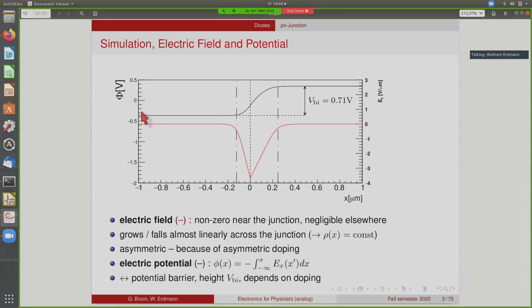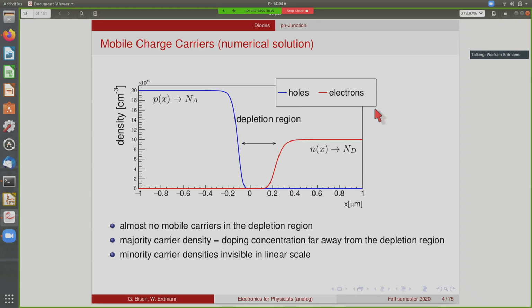The other thing that's shown here is the electric potential, which is just the integral over the electric field. So here there's no field, the potential is constant, and then here the potential goes up and becomes constant again. And the difference between the left and right is called the built-in potential. In silicon, in this case, it's roughly 0.7 volts for these numbers. It depends on the doping. We'll come back to that.